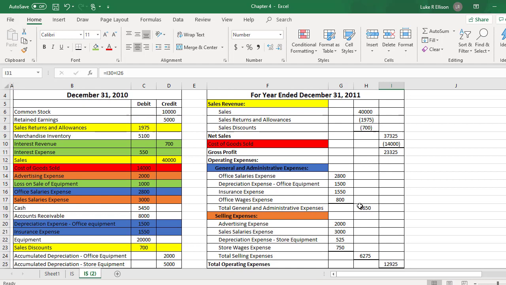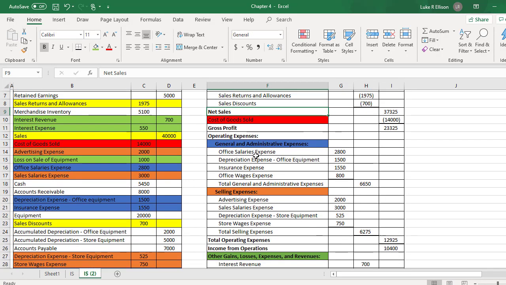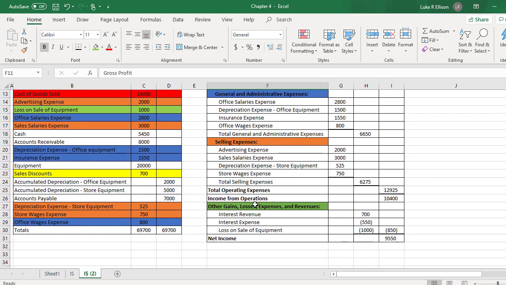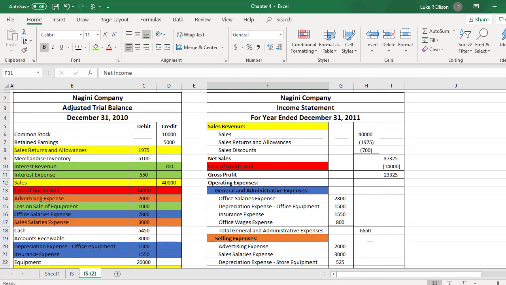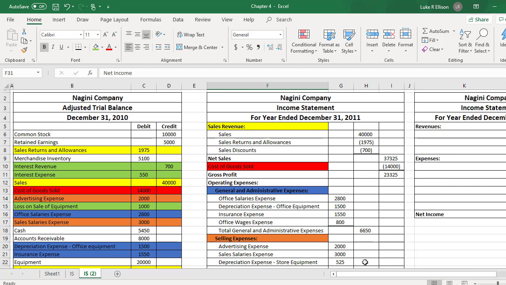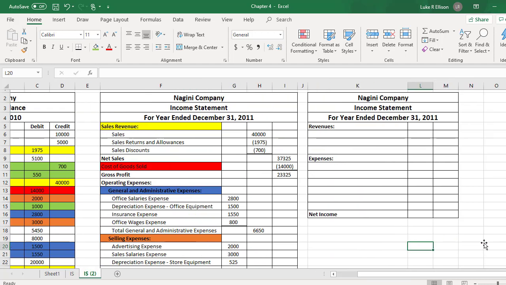So the key takeaway for the multi-step income statement is just that we're going to have a lot more categories here, and we're going to have a bunch of different subtotals for our income, such as net sales, our gross profit, our income from operations, and then finally our net income. Now we can move on to the single-step income statement, which is pretty easy to make once you have completed the multi-step income statement. So I'll show you how we can do that here in just a moment.